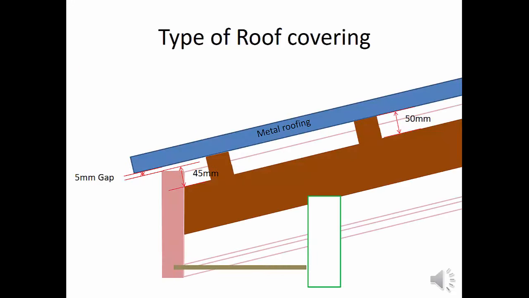This diagram shows a metal roof where the batten thickness is 50 millimeters and the belcast has been reduced to 45 millimeters to maintain the 5mm gap between the fascia and the metal roofing.